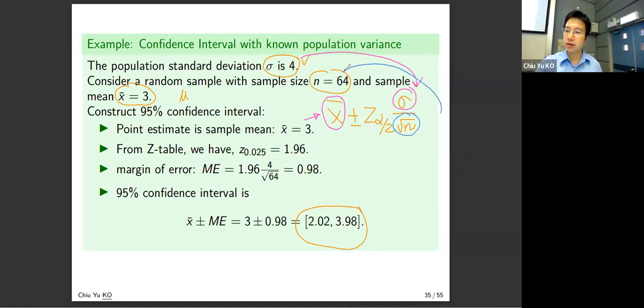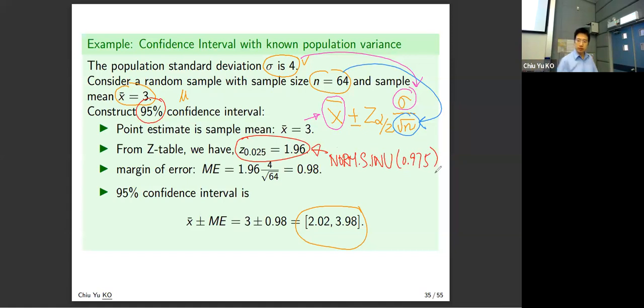And n is 64 here. We want 95%, which we looked at already. 95% is 1.96. Remember the Excel formula? NORM.S.INV of 0.975, and that's the answer, 1.96. Then you plug in the formula, and it turns out the margin of error is 0.98, about 1, so 3 plus or minus 1. So Elon Musk asks you, what is our guess? 3, plus or minus 1. Highly likely it is between these two numbers, between 2 and 4.